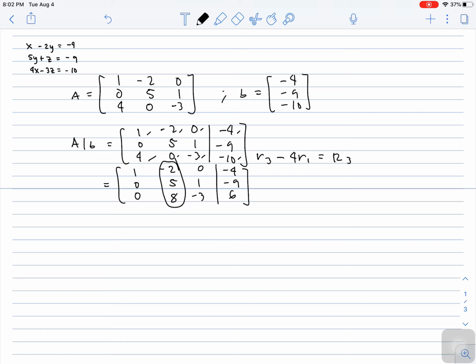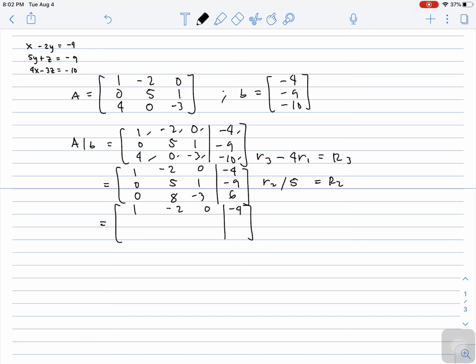Since the first column is done, next we move to the second column. So in the second column, this is the pivot, 5. Since it is 5, we make it 1 by dividing the pivot row by the pivot. So r sub 2 divided by 5 is our new r sub 2. So this is 1, negative 2, 0, negative 4. So this is the formula: r sub 2 divided by 5.